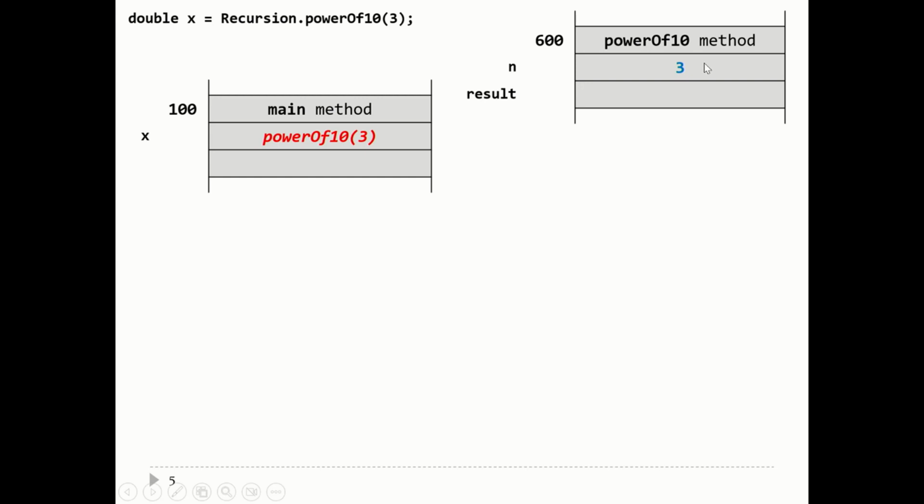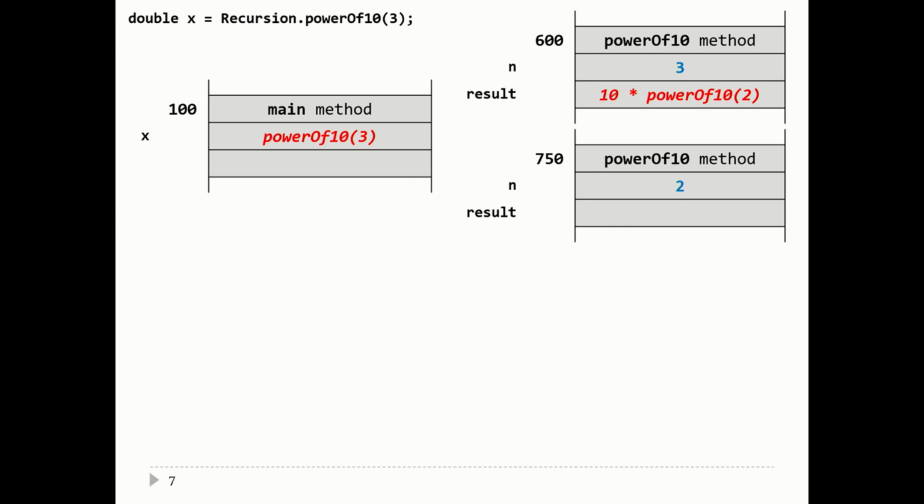So what does this thing do? Well, it gets the value 3. Is that a base case in the method? The answer is no. So the line of code that says result is equal to 10 times power of 10 to the power 2 runs. That calls a method, and that method has to run somewhere. Now, it's not the same method. It's a new instance, a new copy of the method that runs, and it gets the value 2. Is that a base case? The answer is no.